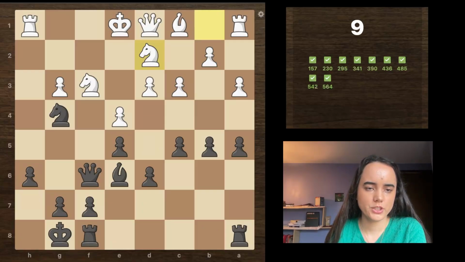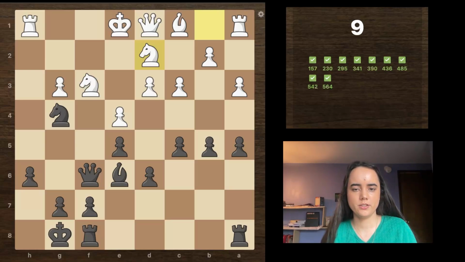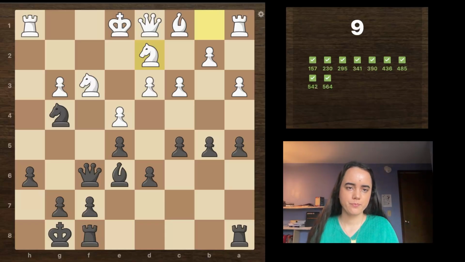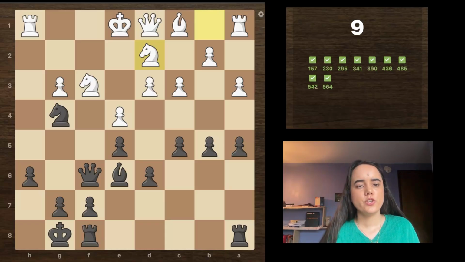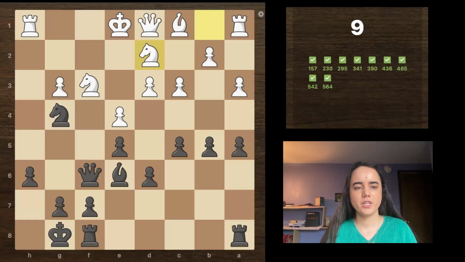Okay, let's look for the checks. I do not see any checks. So now we've gotten to the stage where the first move is not a check. And one thing that's important to know when you're solving puzzles is how valuable each piece is.